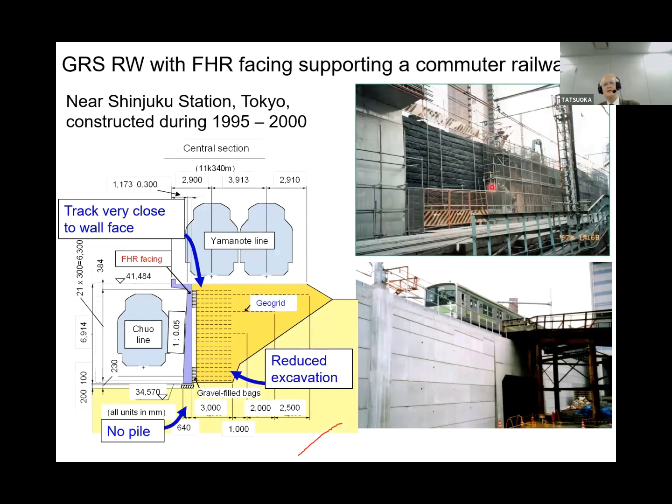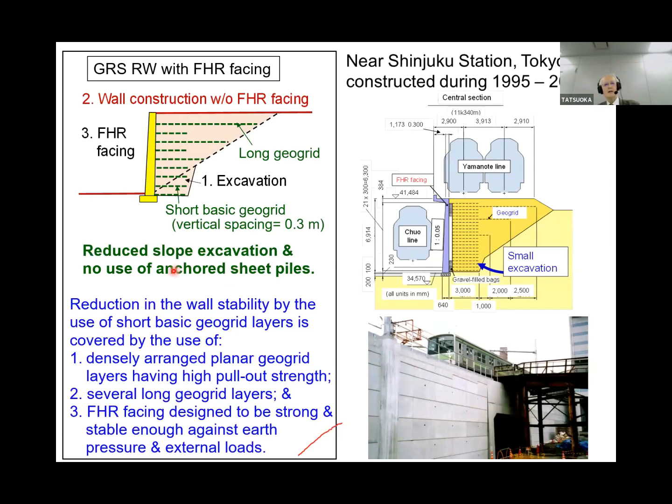And this is a typical case in Tokyo. So you can see the short basic reinforcement layers. So excavation is largely reduced. Yet the track is located very close to the wall face, and there are no pile foundations. The reduction in wall stability by the use of short basic geogrid layers is compensated by the use of, first, densely arranged planar geogrid layers having a high pull-out strength.